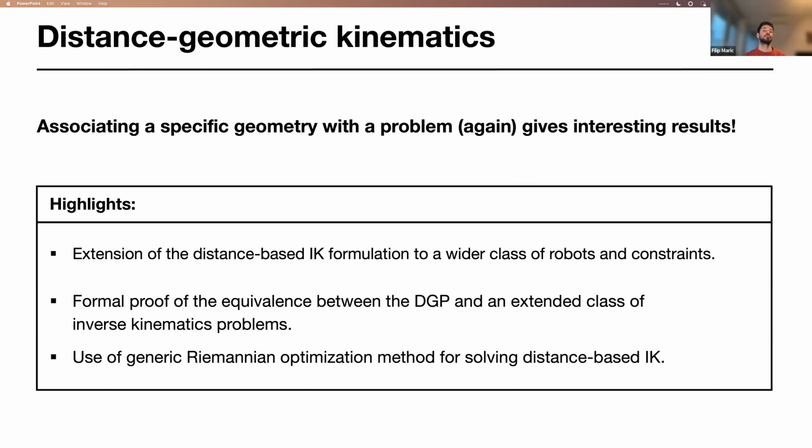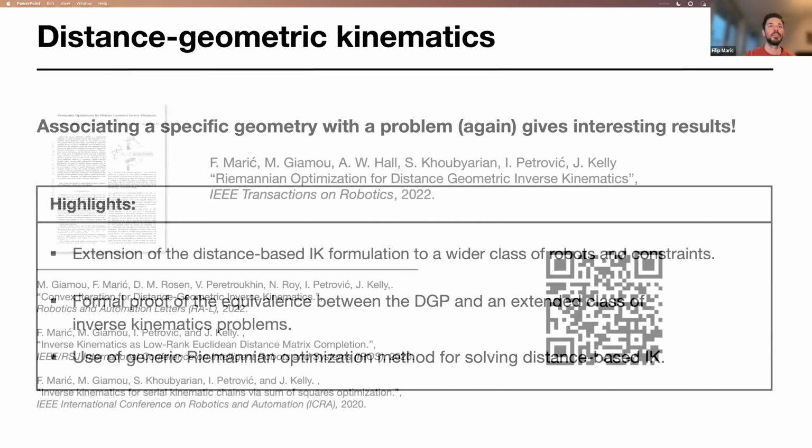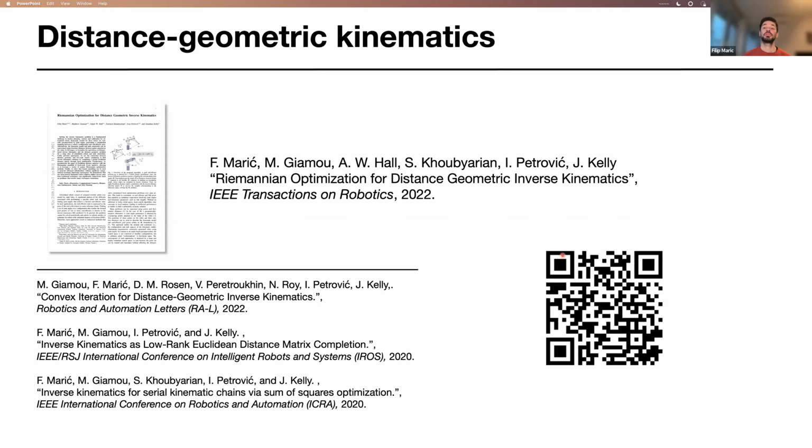And again, the conclusion of this is that associating a specific geometry with a problem gives interesting results. We've extended the distance-based IK formulation to a wider class of robots and constraints. We provided a formal proof of the equivalence between the distance geometry problem and an extended class of inverse kinematics problems. We also used the generic Riemannian optimization method to solve the distance-based inverse kinematics problem. And the paper associated with this contribution was published in the Transactions on Robotics journal.